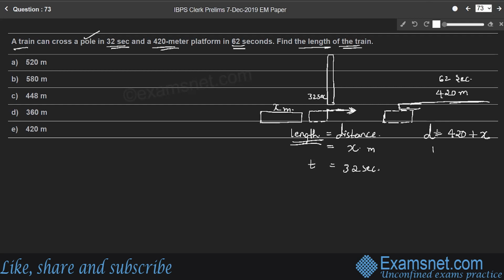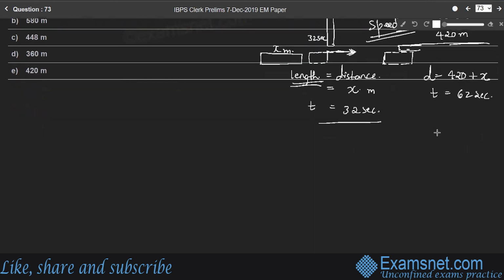And the time taken by it is 62 seconds. It is given. So the train has its own speed. It is moving with a certain constant speed. So in the first case, while crossing the pole, the speed of the train is equal to distance by time, which is x by 32.